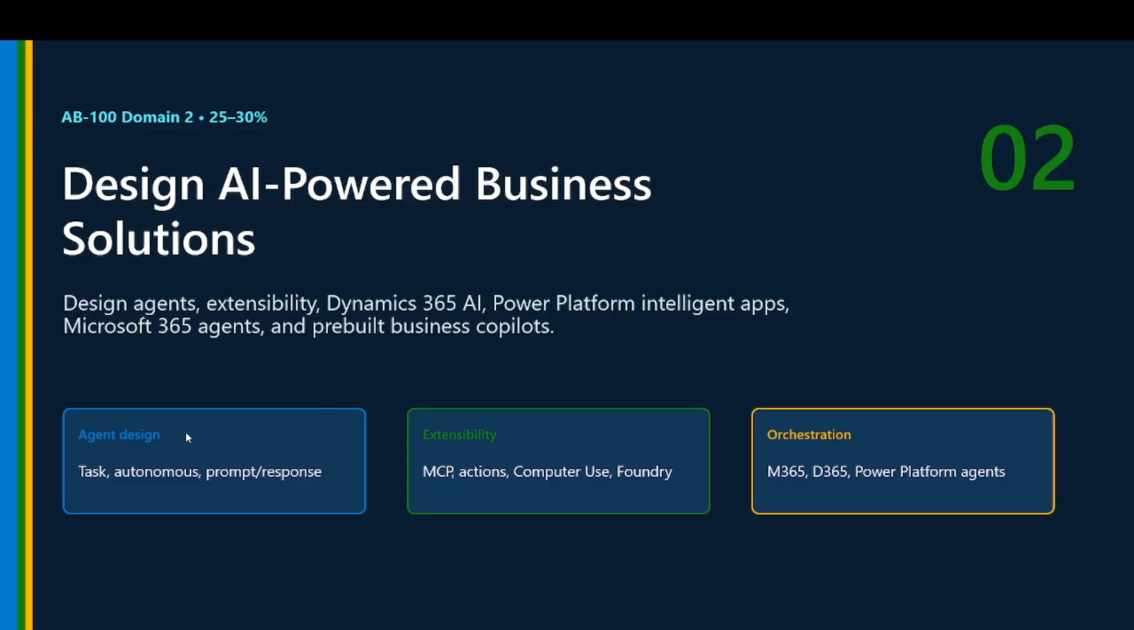exist. What we have been discussing, the areas that we have been covering, are agentic AI design, agentic design patterns, and the extensibility, that's integration with the Microsoft ecosystem, and orchestration on platforms like Office 365, Dynamics 365, and Power Platform.